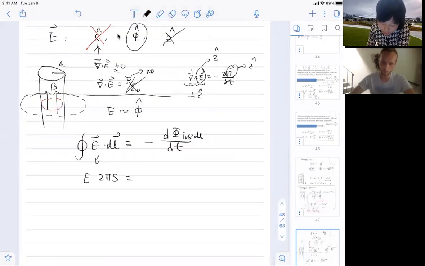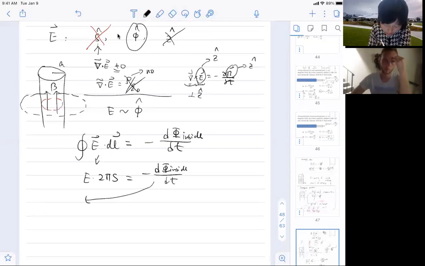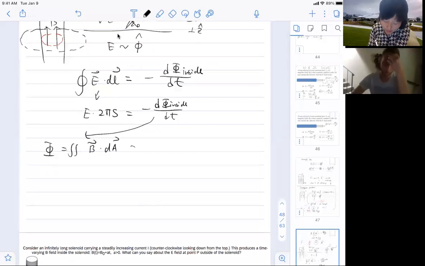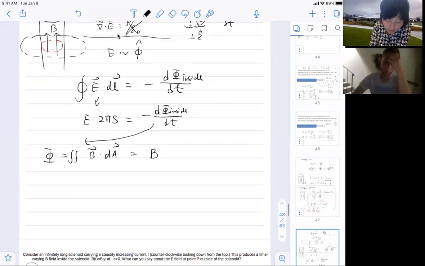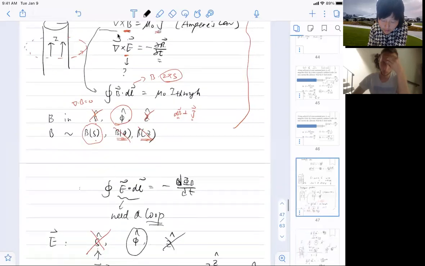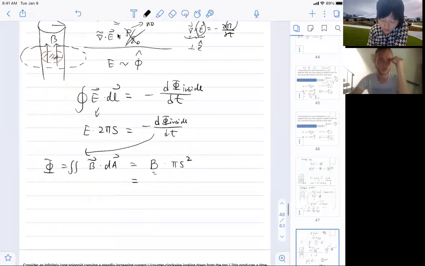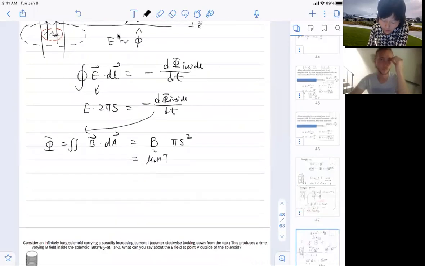And dΦ/dt. Let me take Φ outside to calculate this separately so I don't clutter myself. Φ is a flux, which is B·dA. B is uniform inside, and this is the area, so B times πs² is my flux. B is a constant within, and B is equal to μ₀nI. That's the relationship for the solenoid, μ₀n times current I, times πs².